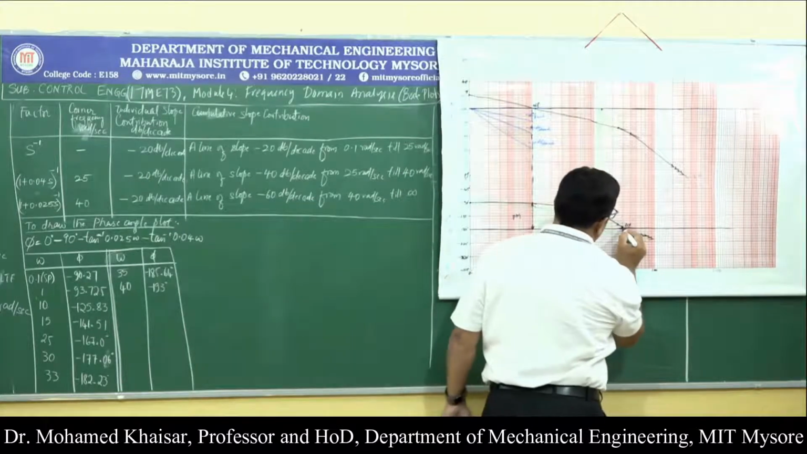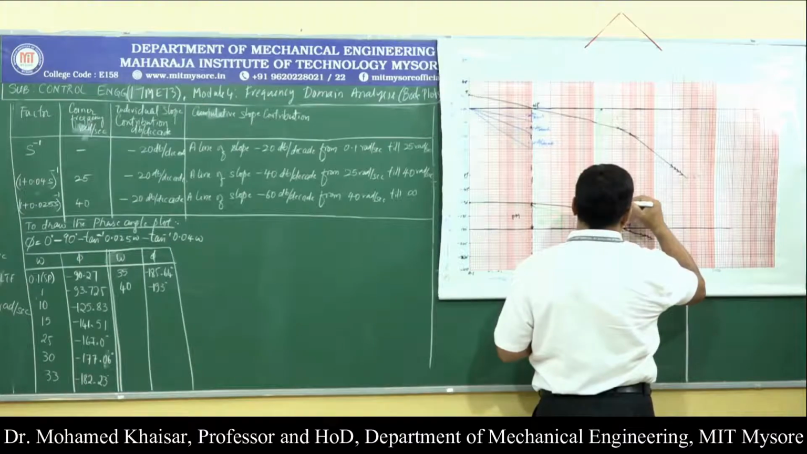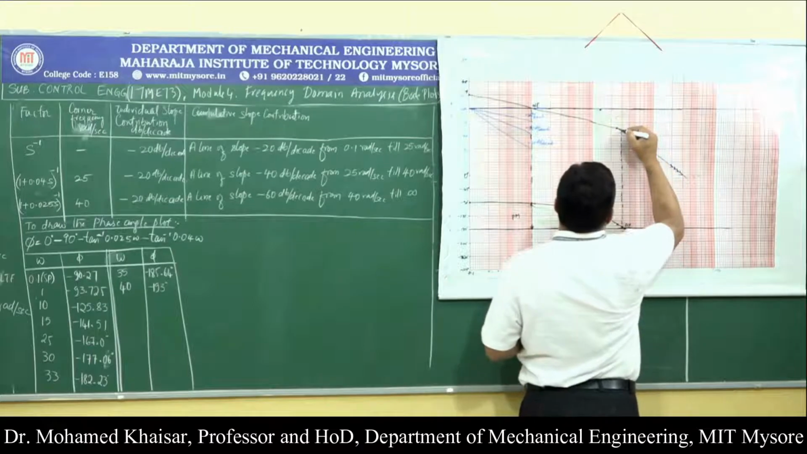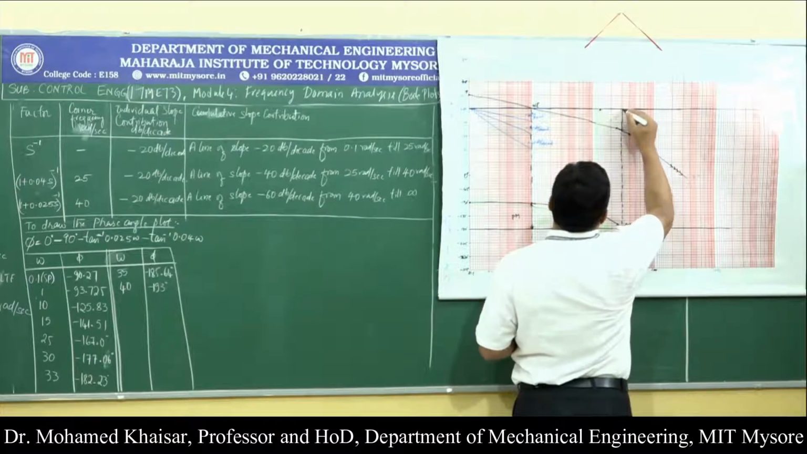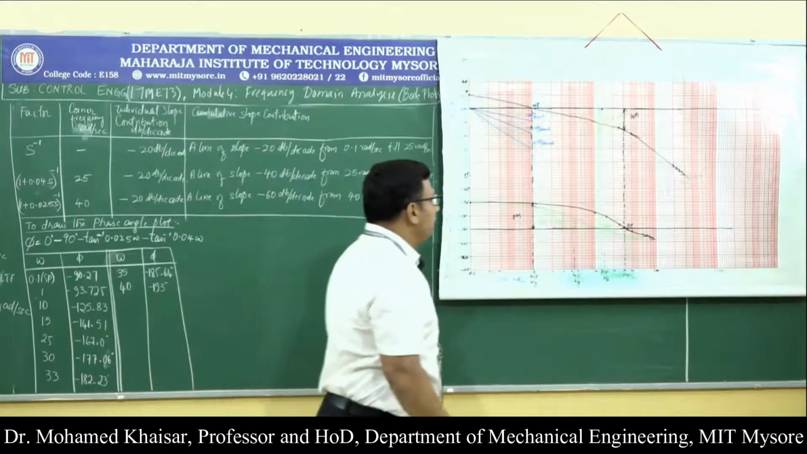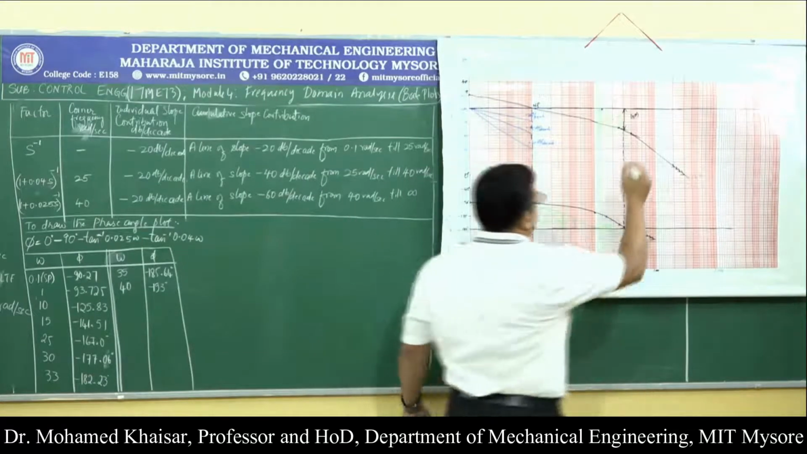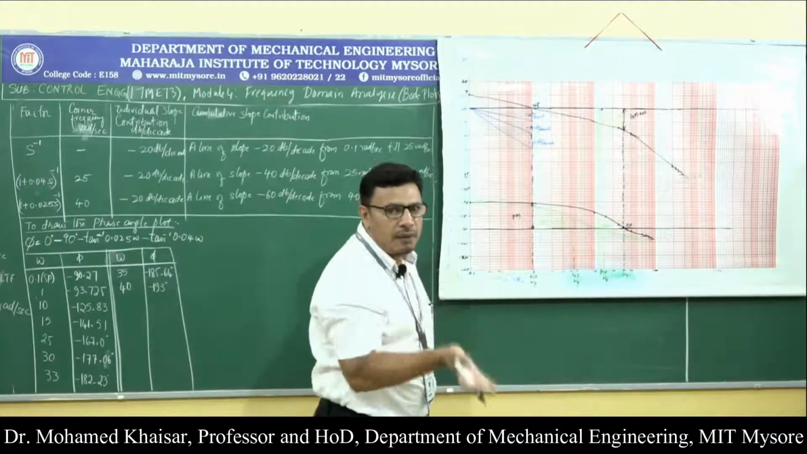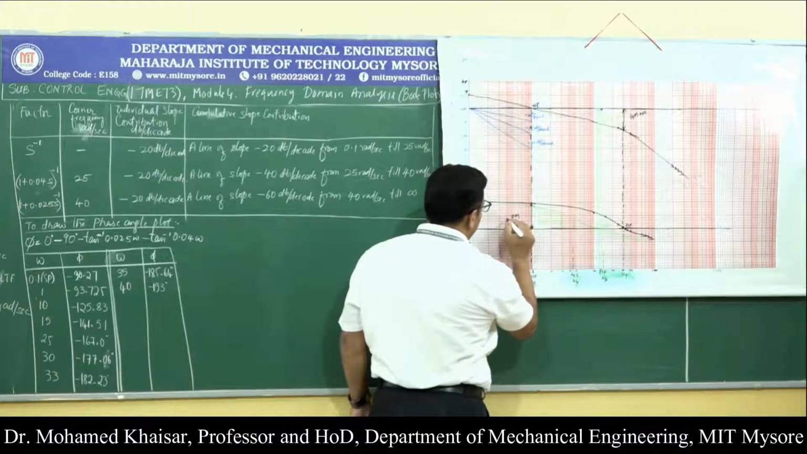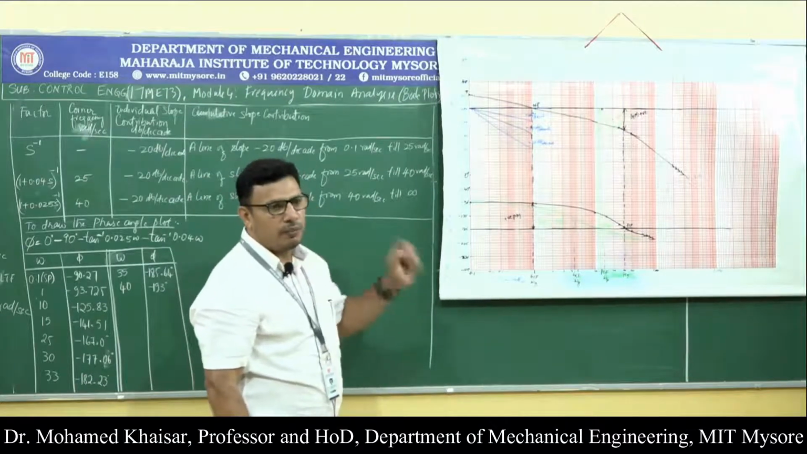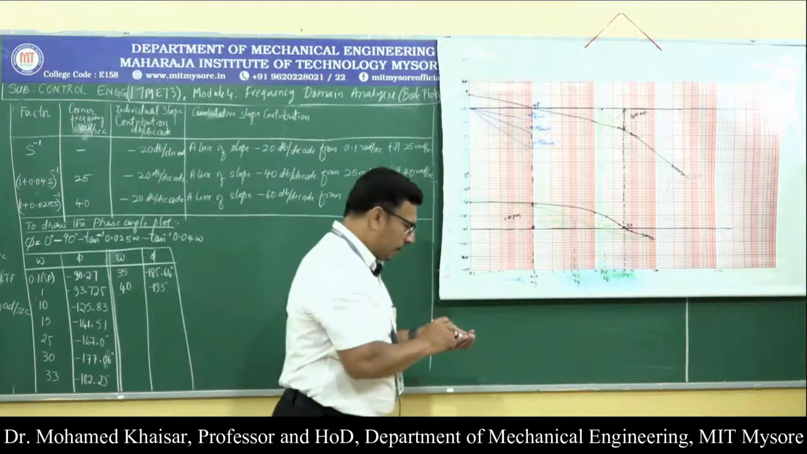And from the phase crossover point, draw a vertical line onto the magnitude plot. The point where it meets the magnitude plot, till the 0 decibel line, is called gain margin. If the gain margin is found below the 0 decibel line, it is called positive gain margin. And if the phase margin is found above the minus 180 degree line, it is positive phase margin. The condition for stability is that both gain margin and phase margin should be positive.